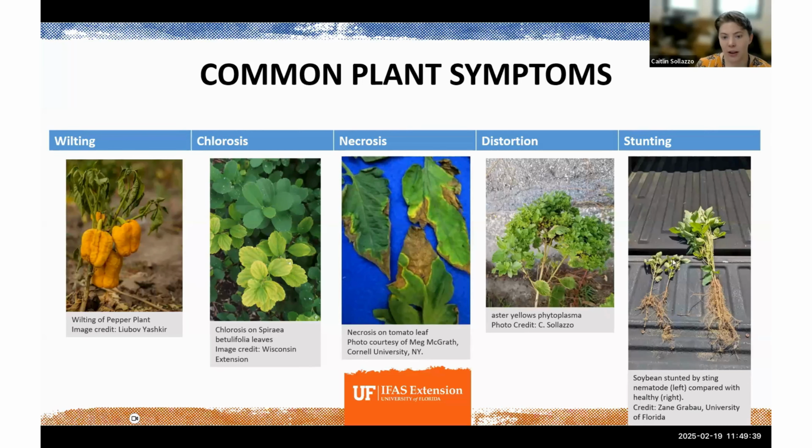They're distorted. Stunting. Again, this can be a nutrient issue. In this case, they're stunted because of nematodes in the roots. So these ones have high volumes of nematodes. These ones don't. These ones are stunted. But it could be something else.